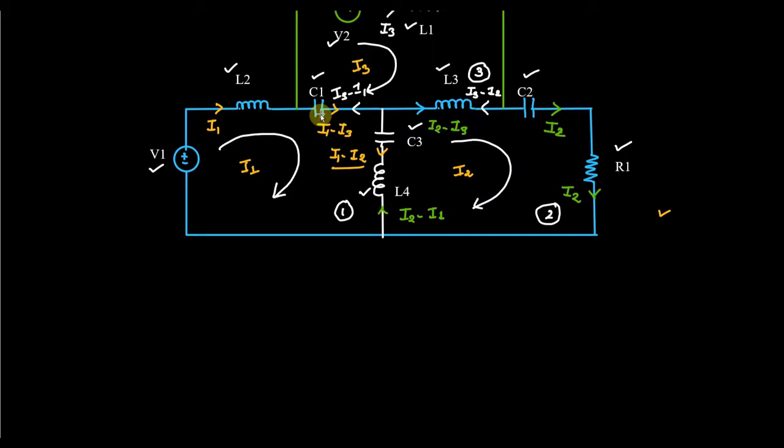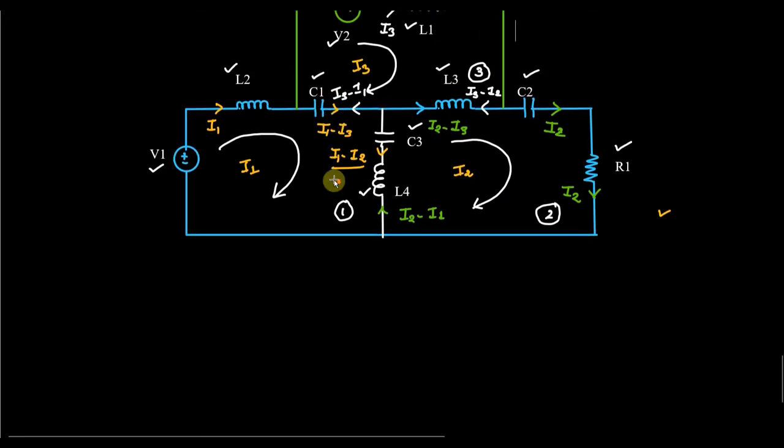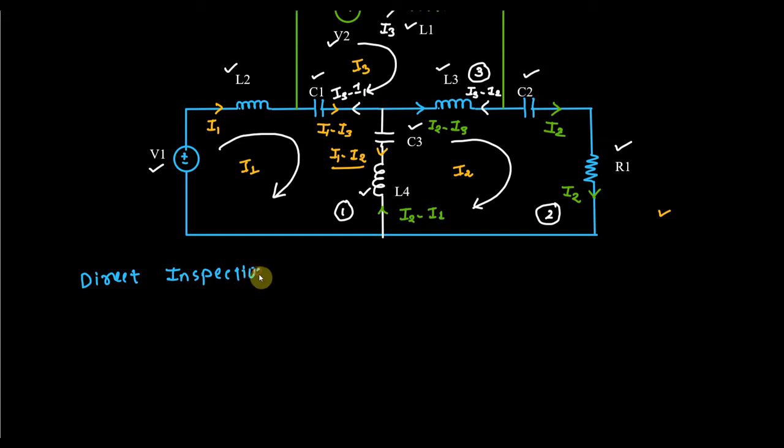Now we will see a method of mesh analysis which is called the direct inspection method. Just by observing the diagram, we can directly write the mesh analysis in matrix form. Okay, now we will see that method.